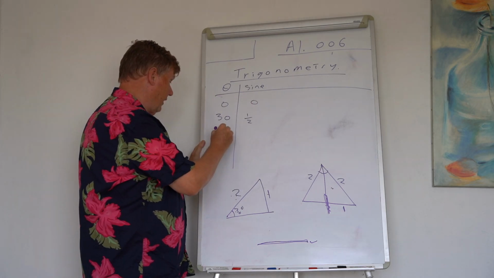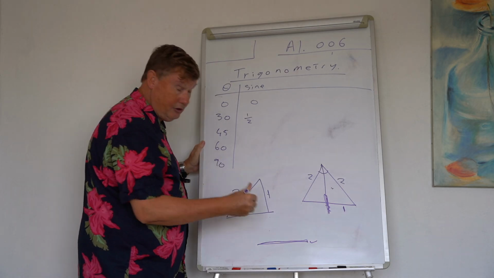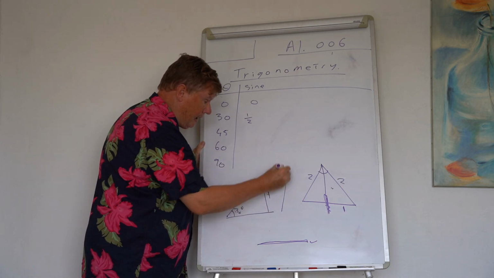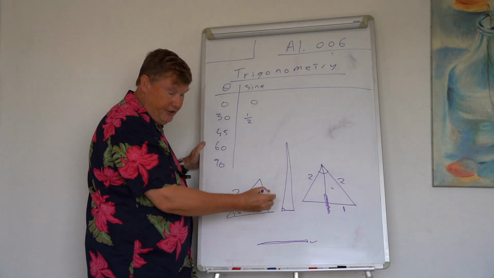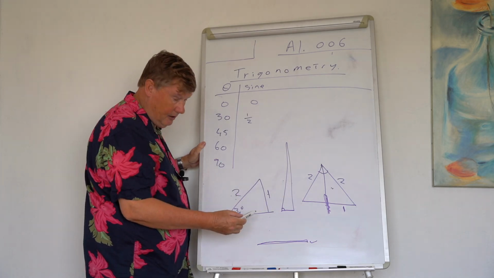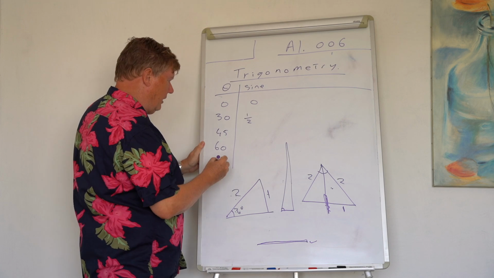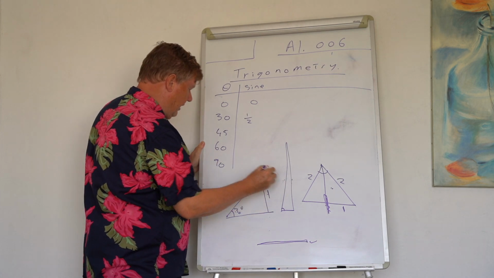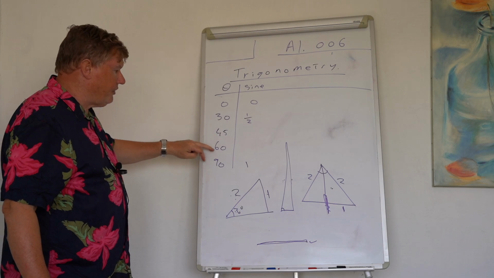I'll put 45 in there, I'll put 60 in there, and I'll put 90 in there. And you should also know that if you were to make the angle huge, take it up towards 90, as you approach 90, these two sides get very similar. If you got to 90, which of course you can't really do, but if you did, then these two would be the same and the sine would be 1. And let's do the 60 next.